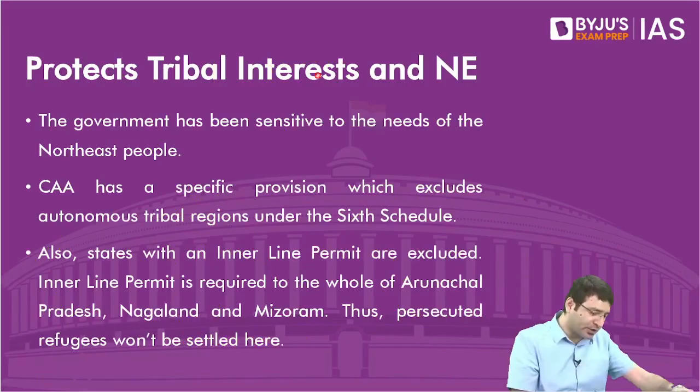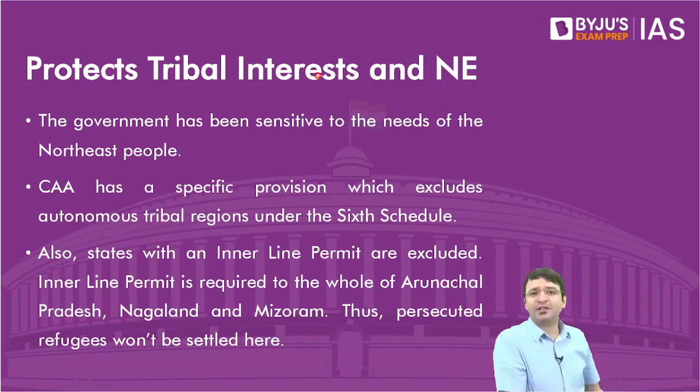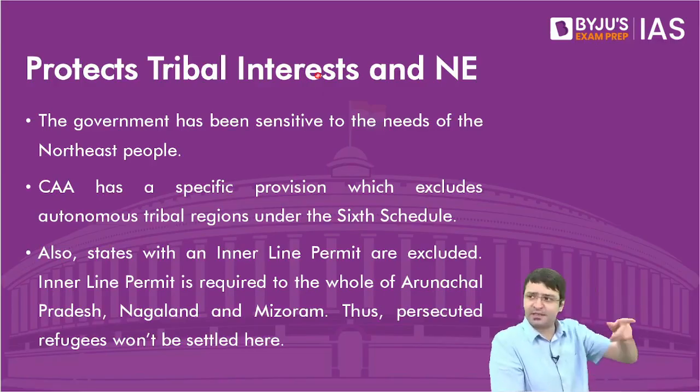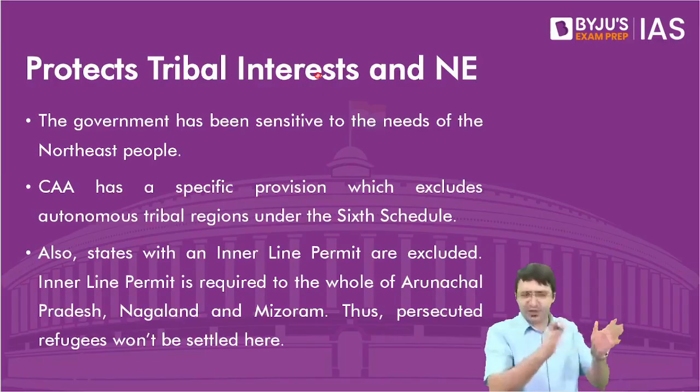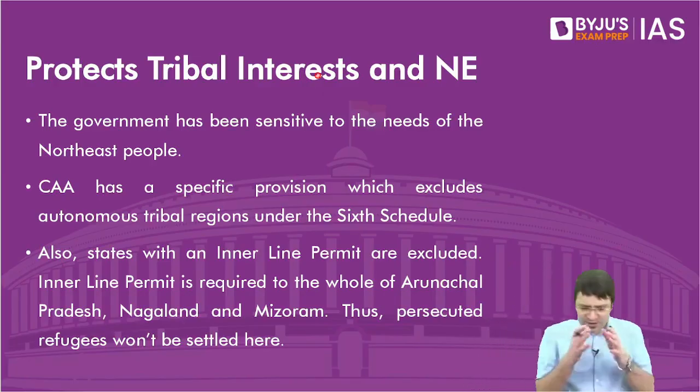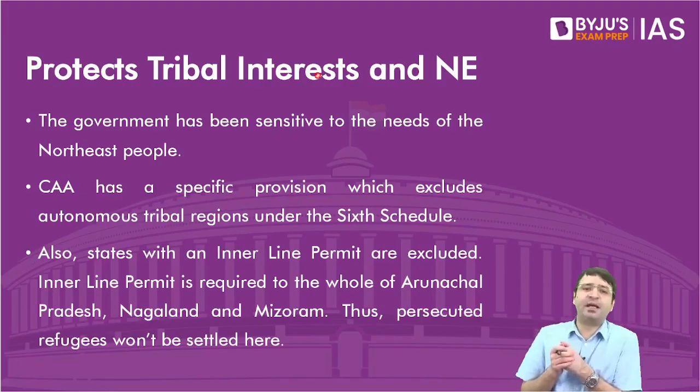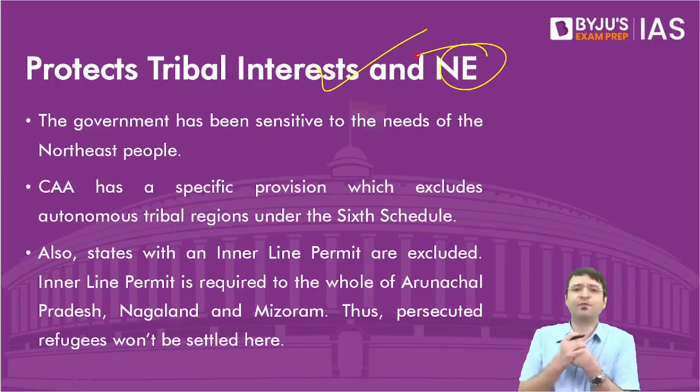Then there were others, protesters, who said that tribal interest is getting violated because you will settle these migrants in tribal areas. Their protection is also taken care of because the Citizenship Amendment Act will not apply to the tribal areas of Assam, Meghalaya, Mizoram and Tripura. It will not apply to those areas which come under the inner line permit, for example Mizoram, Nagaland, Arunachal Pradesh, Manipur. So this law protects tribal interests, protects the interests of the Northeast. That's the beauty of this law.